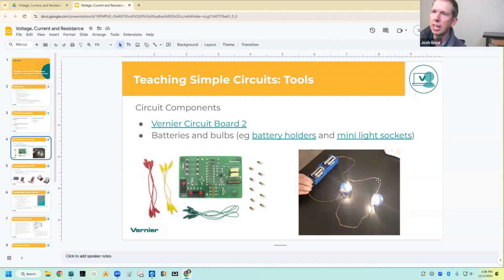At Vernier, we do make a circuit board. This has all the components and a place for batteries and that sort of thing all built together. This is really great for an all-in-one solution. Everything you need is there, you just attach the alligator clips to create your circuits.